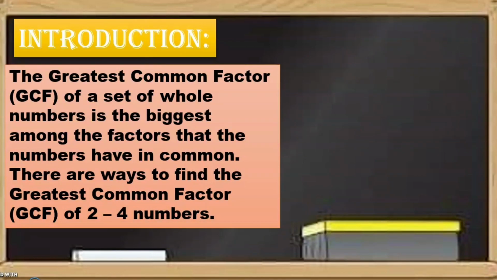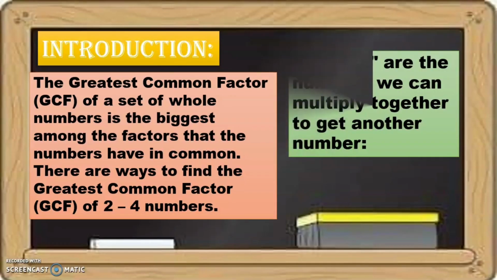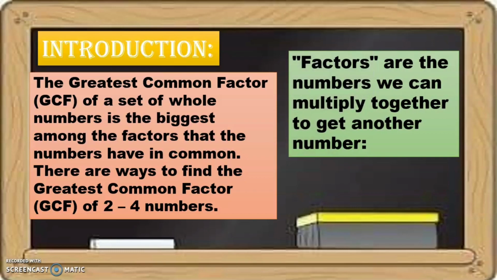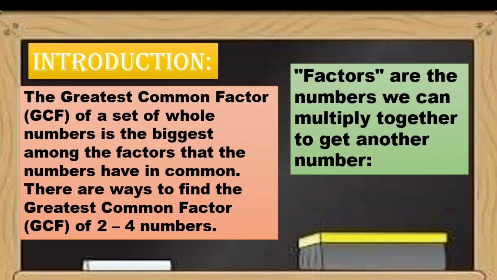The greatest common factor or GCF of a set of whole numbers is the biggest among the factors that the numbers have in common. There are ways to find the greatest common factor or the GCF of 2 to 4 numbers. But before we can find the greatest common factor of 2 to 4 numbers, we have to know first the common factors of a given set of numbers.